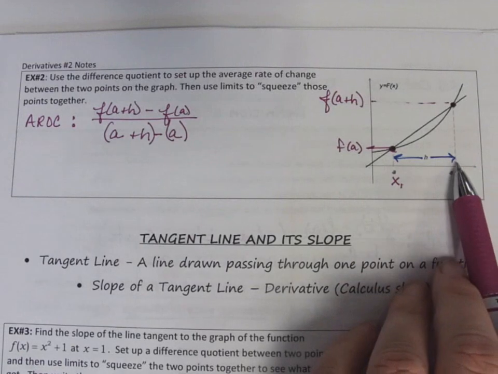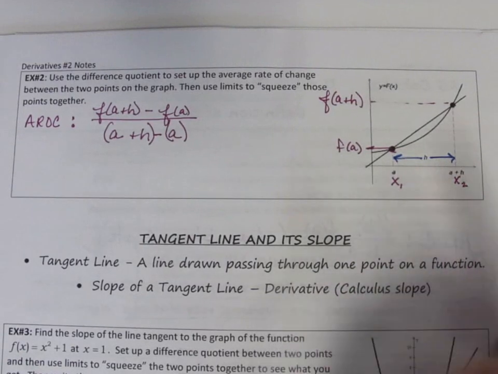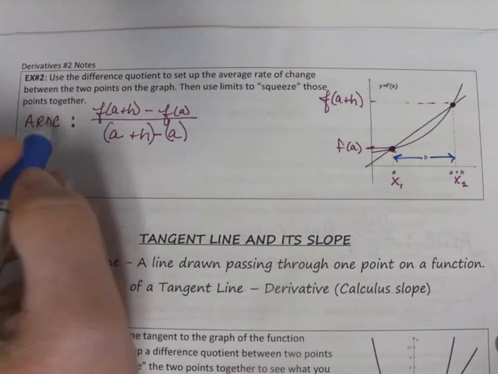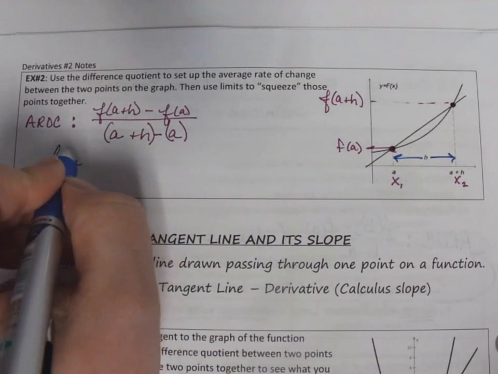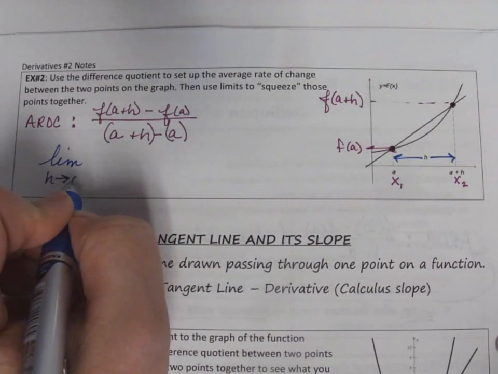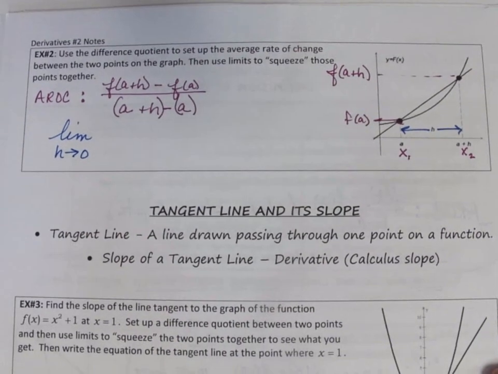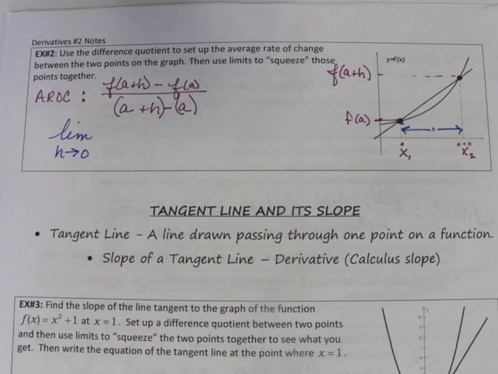We can't find the value if h is exactly 0. So what we're going to do is set up a limit as h approaches 0. We're going to see what happens as it approaches 0, and that's going to give us a clue as to what our slope would be.